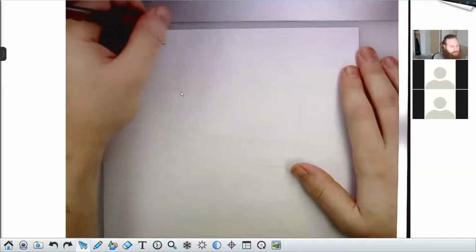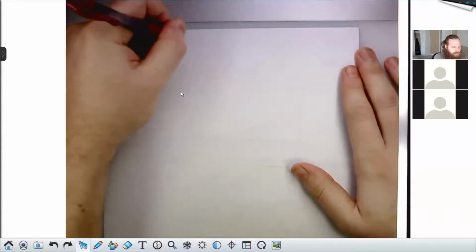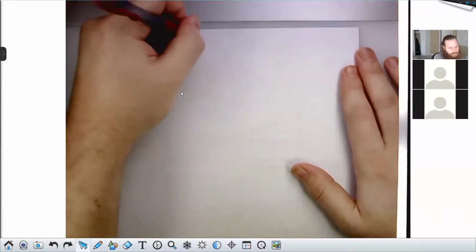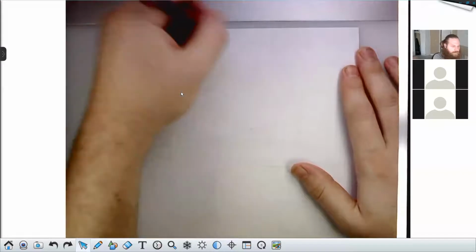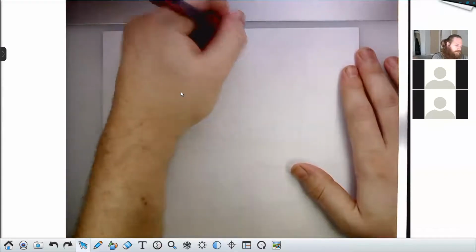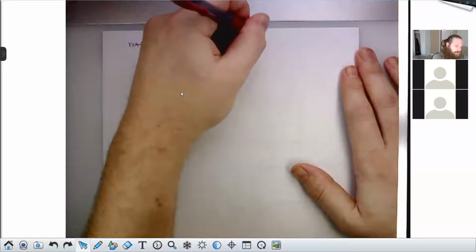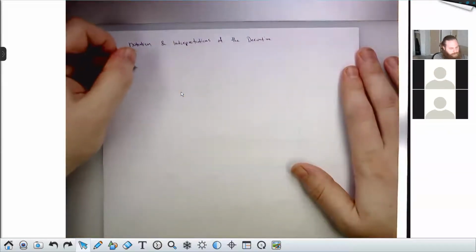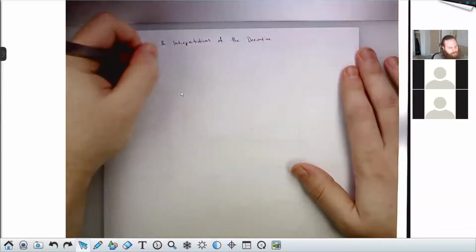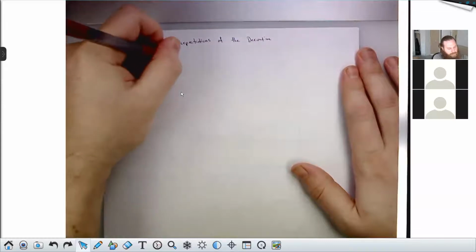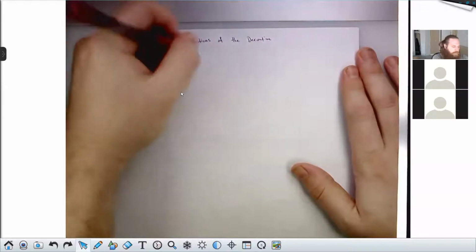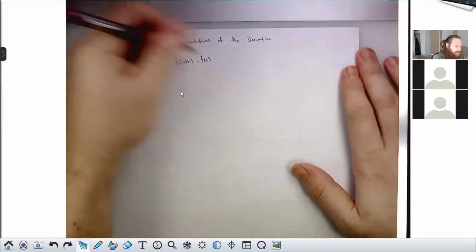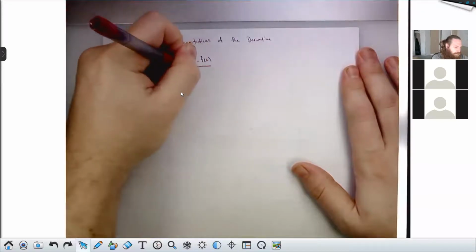And interpretations of the derivative. We've seen that f prime of a is the limit as h goes to 0 of f of a plus h minus f of a all over h.